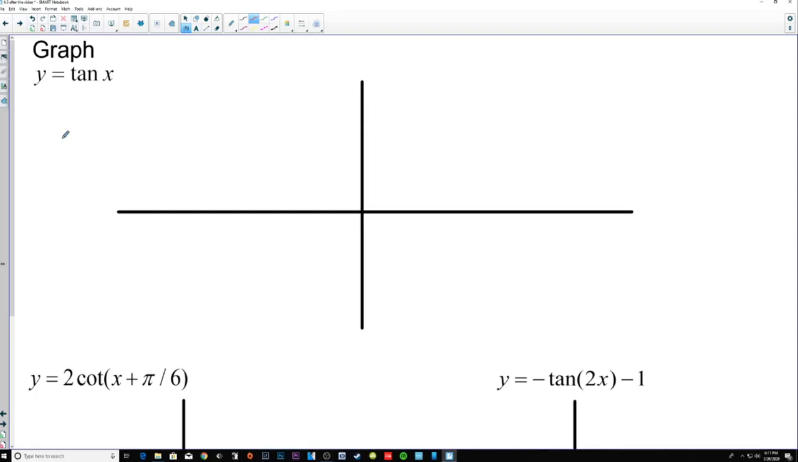Graph tangent of x. Well, let's start out by looking at the unit circle. And so tangent at 0, let's see, we have the point 1, 0. So at 0, 0 over 1 is 0. And then at pi over 2, we have the point 0, 1. 1 divided by 0 is undefined. That's a vertical asymptote.